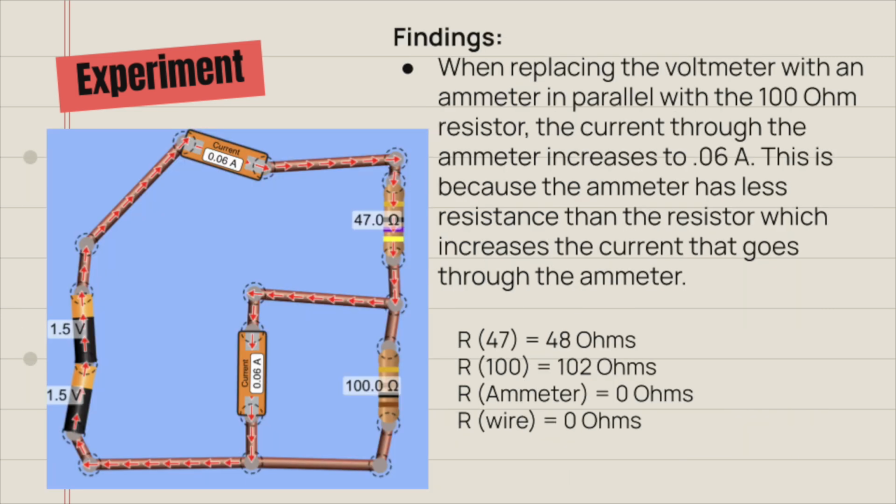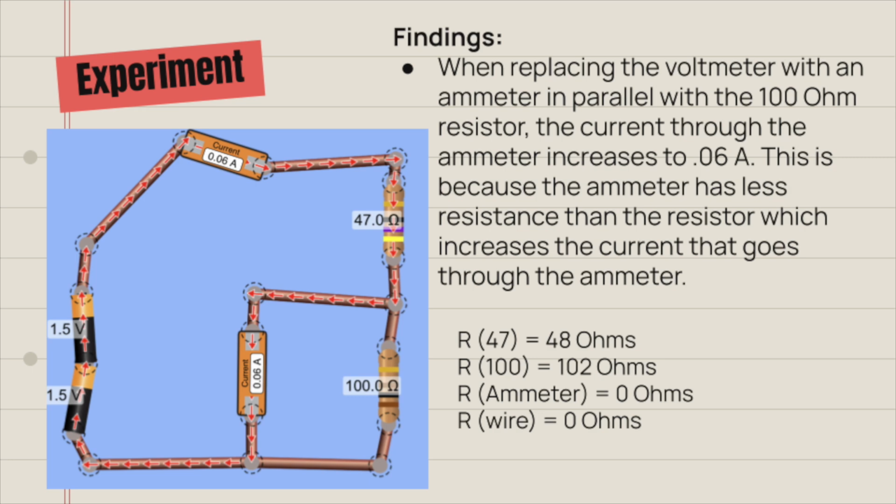When replacing the voltmeter with an ammeter in parallel with the 100 ohm resistor, the current of the ammeter increases to 0.06 amps. This is because the ammeter has less resistance than the resistor, which increases the current that goes to the ammeter. Finally, I calculated the resistance of each element based on experimental values and the use of Ohm's law and found the following.